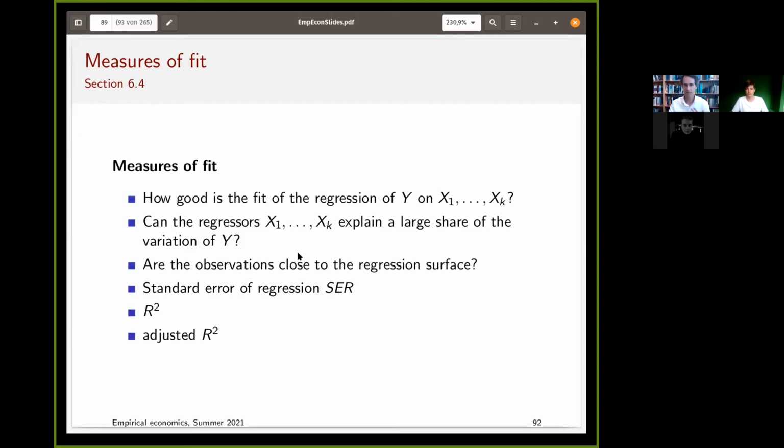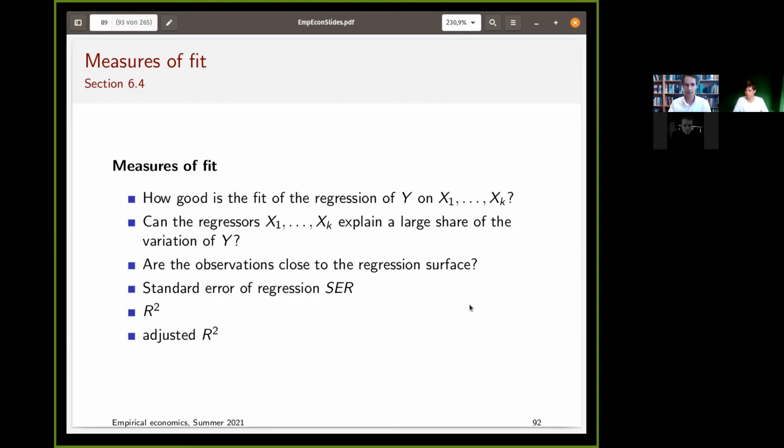Can those regressors actually explain a large share of the variation in y, or do they only explain a very small share of the variation of y? In that case, that means that much of the variation in y remains unexplained. It's just hidden in the error term. So in other words, we would like to measure in a certain way how close the actual observations are to the regression surface. The regression surface is the multidimensional equivalent to the regression line in case of a single regressor.